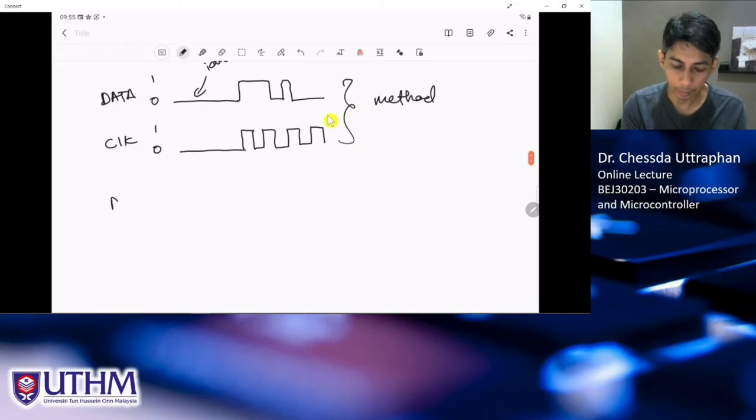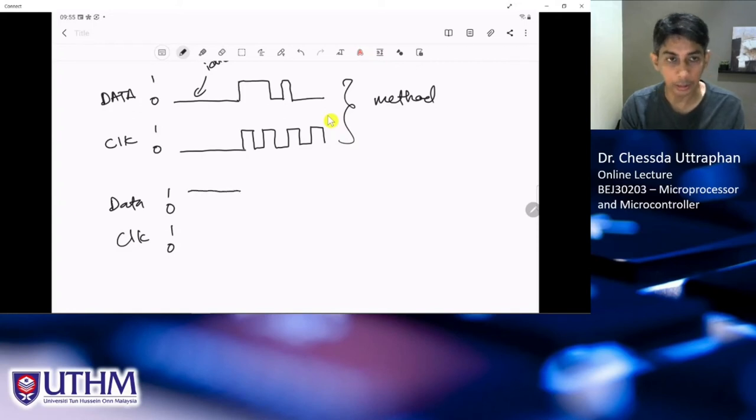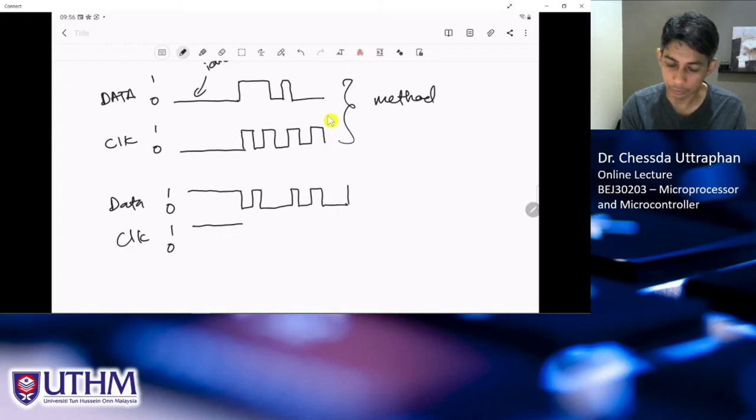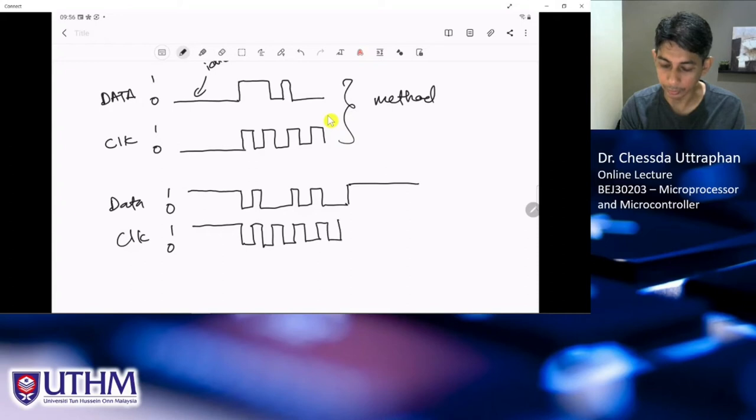The second method is that we have data and we have clock, also with 0 and 1. When there is no data transmission or no communication, the lines for both clock and data will always be 1. When data is coming, we start the data, and if there is no data, it will go up to 1 again. The clock will start to run when there is data. If no data, it goes back to high, or logic 1. This is method number 2.